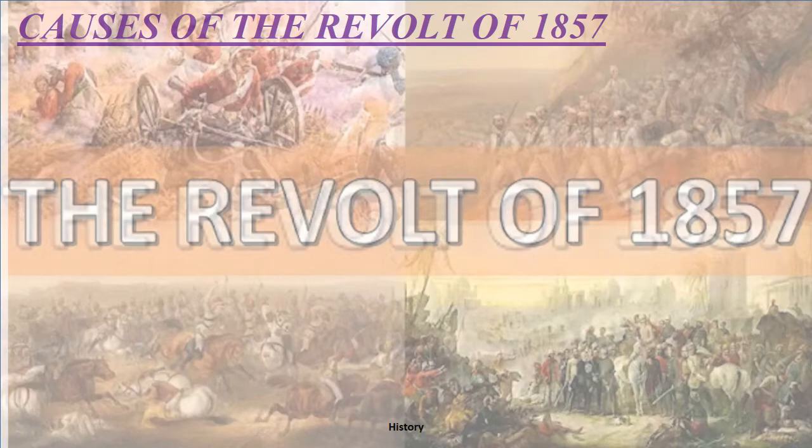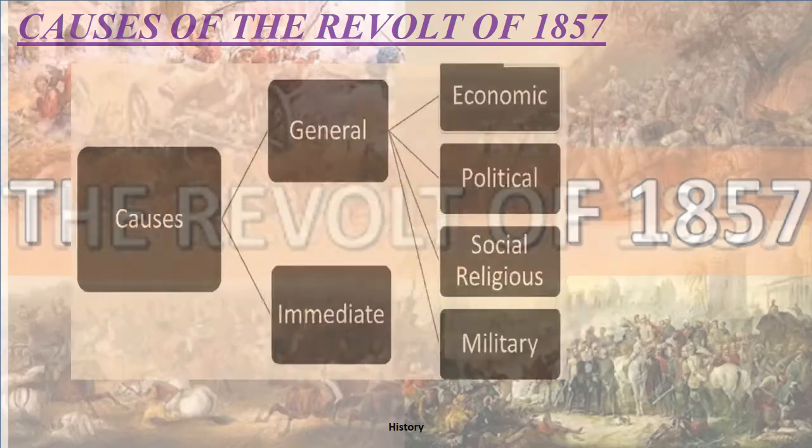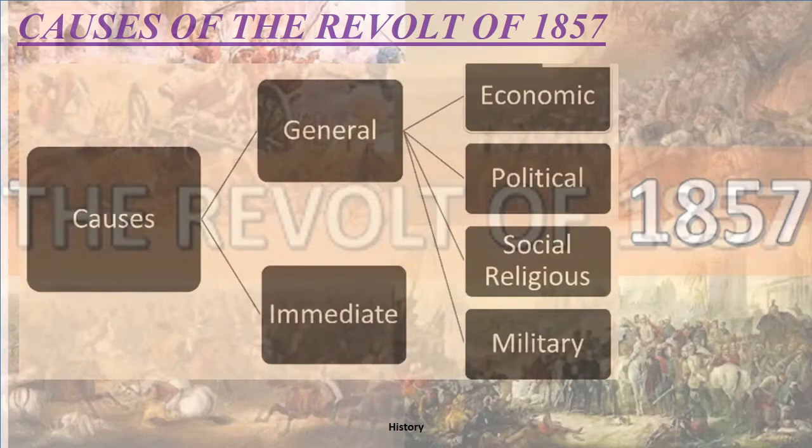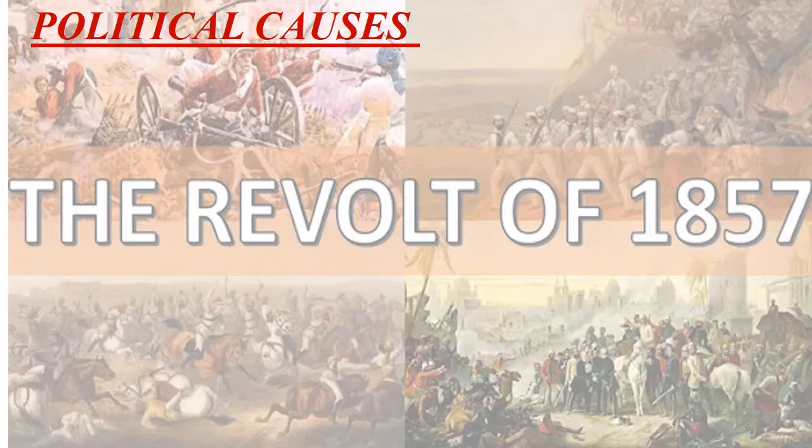The causes were divided into general causes and immediate causes. The general causes were further divided into types, which were economic, political, social, religious, and military causes. Now we will learn in detail about all the causes. So first we will discuss the political causes.